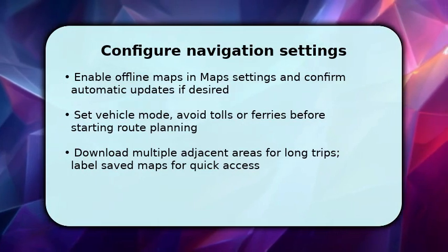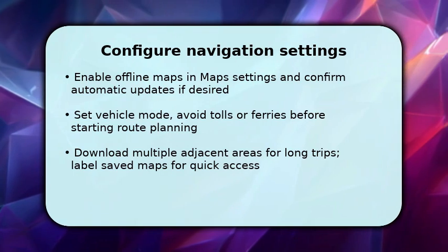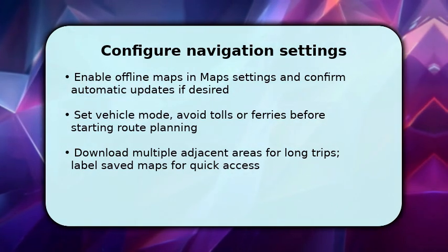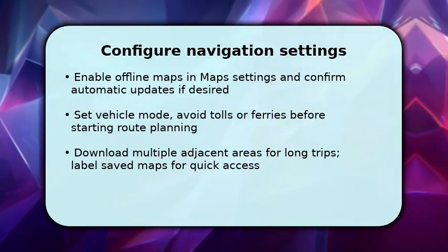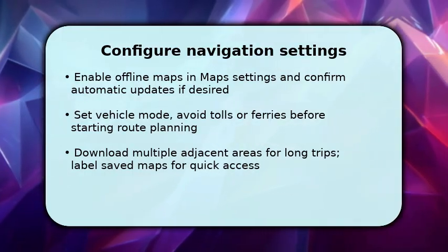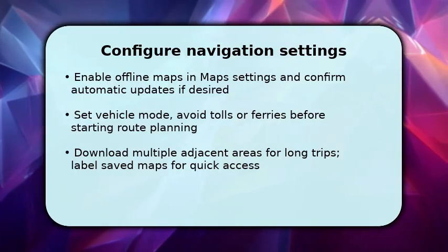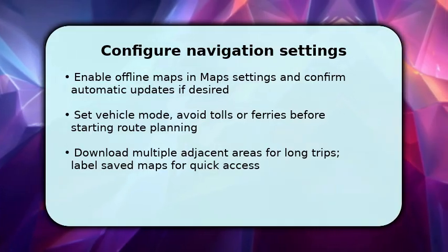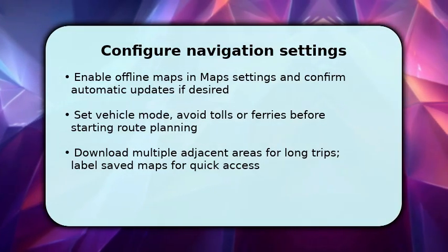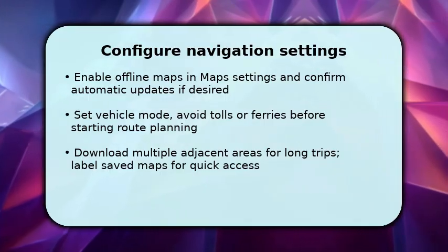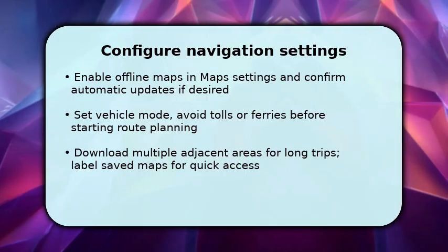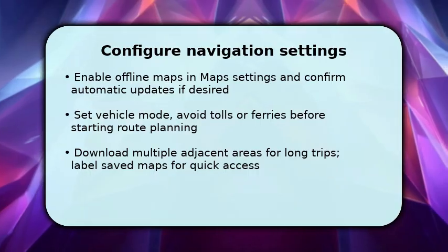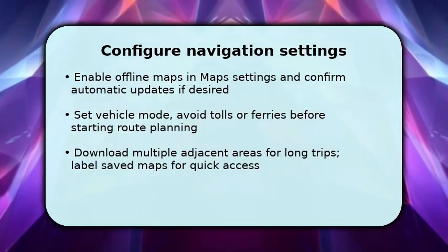Next, configure navigation so offline use is reliable. Go to Map Settings and confirm offline maps are enabled, and if you prefer, turn on automatic updates so data remains current. When planning your trip, choose driving, walking, or transit mode and set preferences like avoid tolls. These influence route selection even offline. For long journeys, download adjacent areas and label each saved map. This ensures maps can stitch routes across tiles and keeps your routing consistent when you lose cellular service.